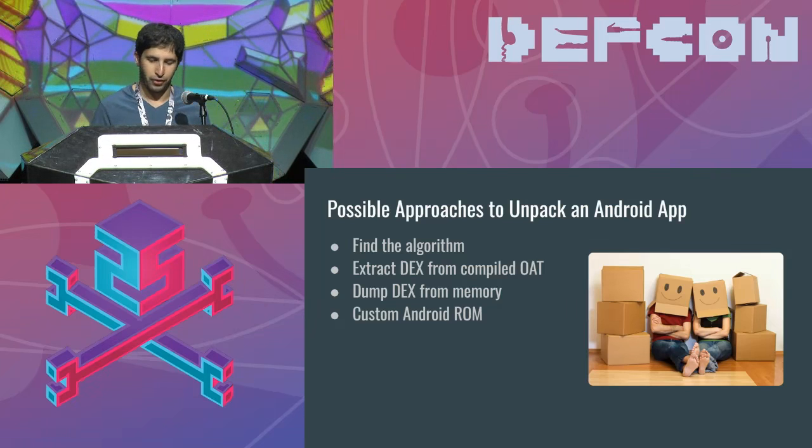So we wound up thinking about using a custom Android ROM, which is something we already do at Check Point. We have a dynamic analysis engine. And maybe introducing a few modifications to the custom Android ROM that will allow us to place a few hooks in interesting places. This will allow us to dump the DEX file and pass it to our static code analysis engine.